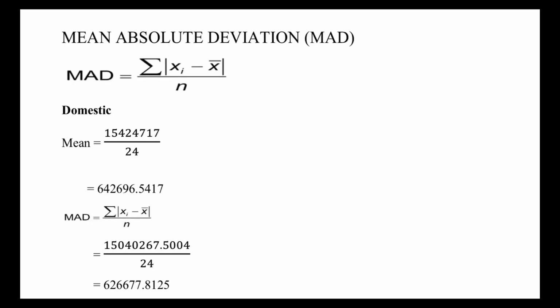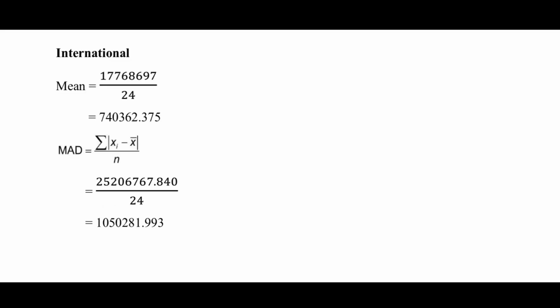105. So we move to mean absolute deviation. The formula is sum of x_i minus x bar divided by n. The mean of domestic is 642,696.5417. The answer of mean absolute deviation is 626,677.8125.